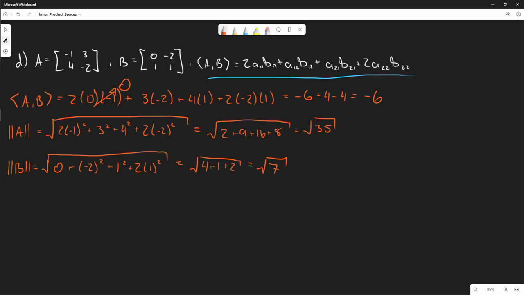And then lastly, the distance, so A minus B. That's just simple matrix subtraction. So A minus B is equal to negative 1, we got 3 minus 2, which is 5, 4 minus 1 is 3, and then negative 2 minus 1 is negative 3. Cool beans.